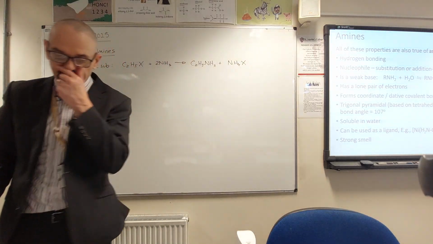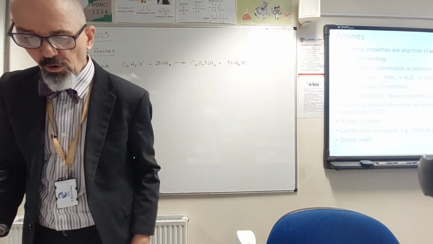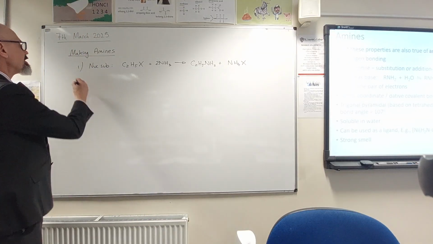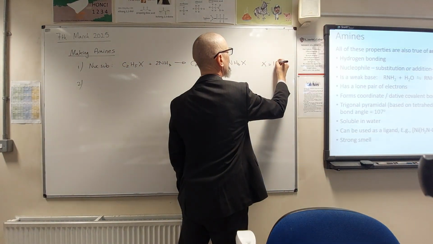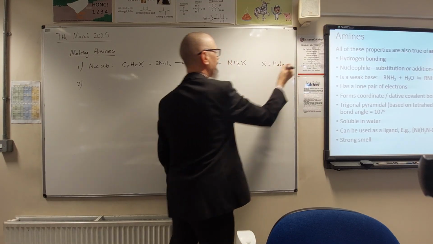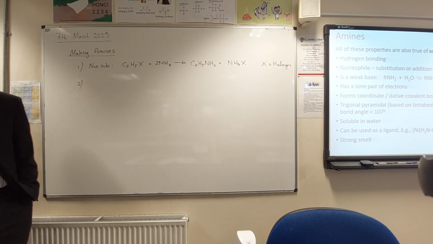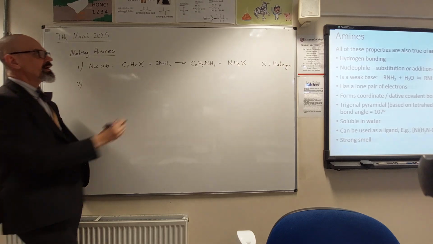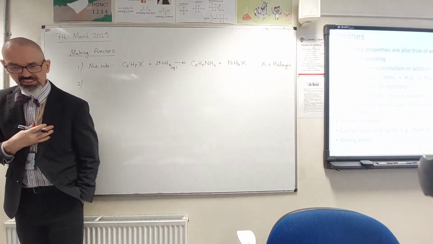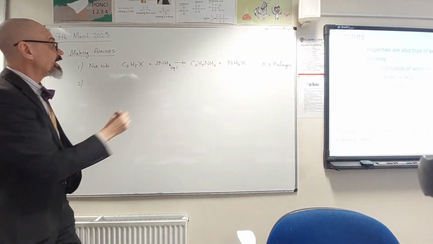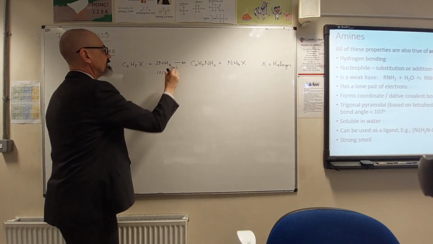NH4X. Okay, so one way of making amines is where we have a haloalkane, we react with excess aqueous ammonia, and that will give us, I'll write that on actually now.